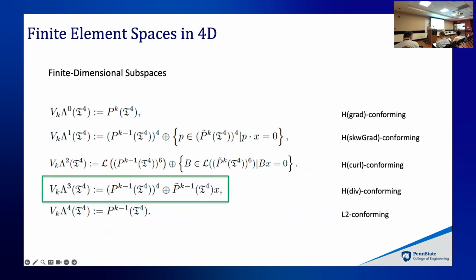Furthermore, we can construct our finite dimensional subspaces from these infinite dimensional Sobolev spaces for each of our derivative operators. Again, the green box highlights the HDiv conforming elements, which are really just an extension of the Raviart-Thomas space, but in 4D.